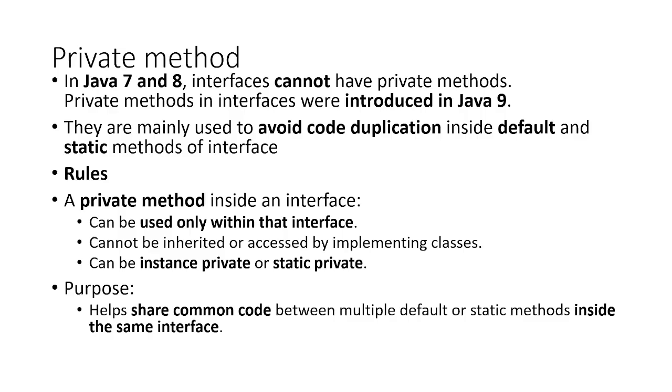Next, private method. Up to Java 7 and 8, the private method is not supported in the interface. In Java 9, it is supported. The main aim of the private method is to avoid code duplication and also reuse the code only within the interface. If you want to share common code inside the same interface, that is the main aim of the private method.